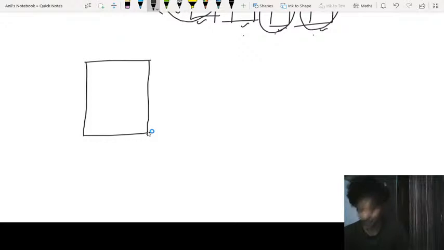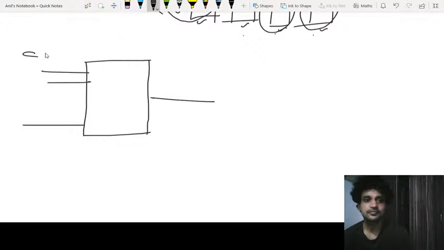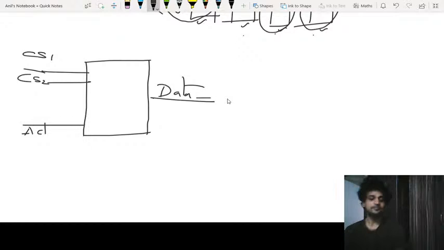Right? So here, tell me what are the connections? Just CS1, CS2, address, data. CS1, CS2, address, data. That's it. So this is all about designing your memory chips.